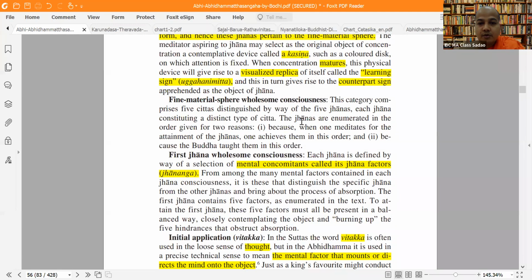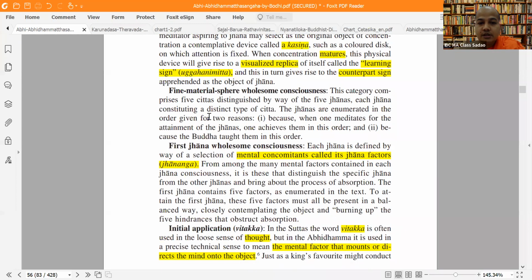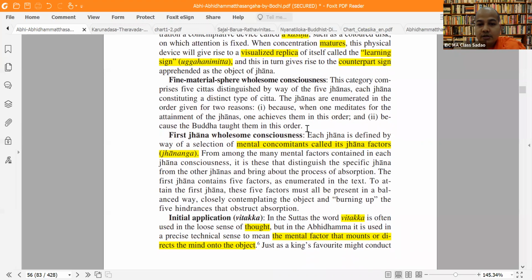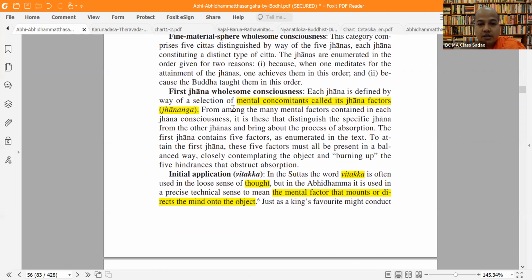Fine material sphere, wholesome consciousness. This category comprises five chittas distinguished by way of the five jhanas, each jhana constituting a distinct type of chitta. The jhanas are enumerated in the order given for two reasons. One, because when one meditates for the attainment of the jhanas, one achieves them in this order. And second, because the Buddha taught them in this order. So here the discussion is only in terms of order.